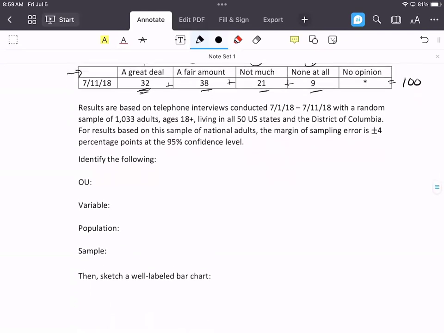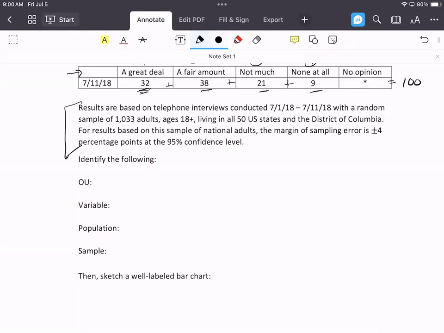Then we're given some information about how these telephone interviews were conducted. It tells us the sample size, who was sampled, and where they lived. Down the road, it says for results based on the sample of national adults, the margin of sampling error is plus or minus 4 percentage points at the 95% confidence level. You'd be like, whoa, we haven't done anything with that yet. Right, that's way later on in the course. I'm just giving you this good information about how the survey was conducted, and we'll be using this later on.